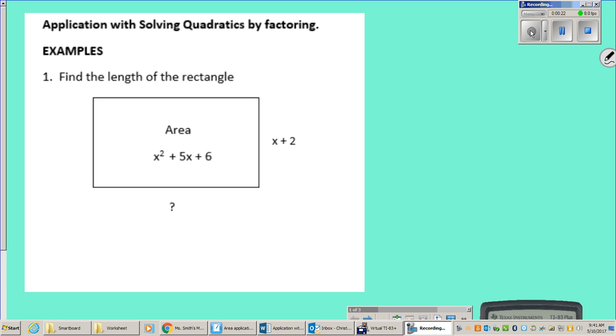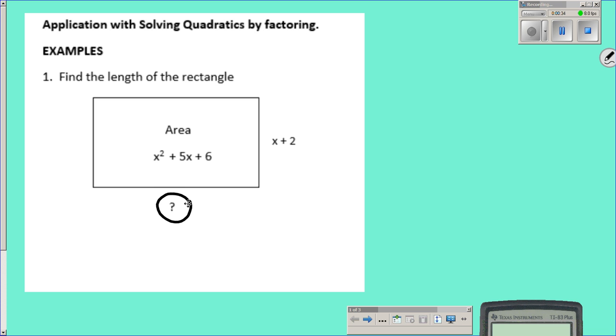Here it asks to find the length of the rectangle. Inside the rectangle we're given the area, and on the outside we are given one of our side lengths. So we're missing the length. We are given a quadratic trinomial, so we will need to use our x box method. Our trinomial is x squared plus 5x plus 6.